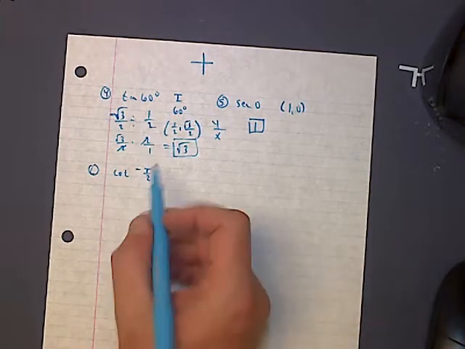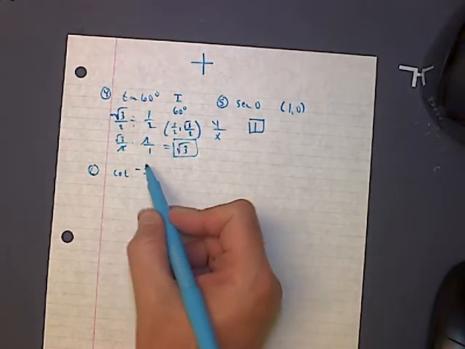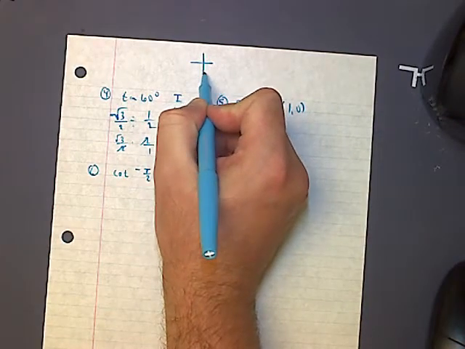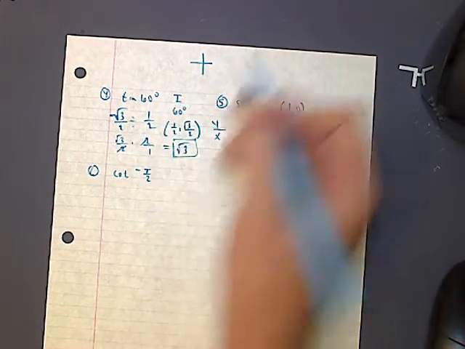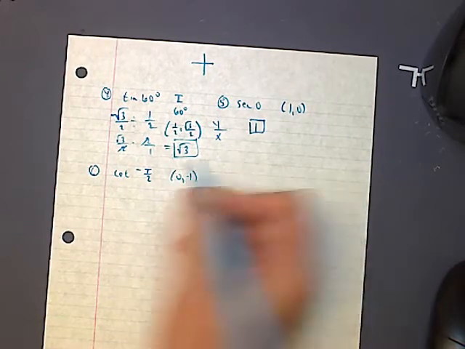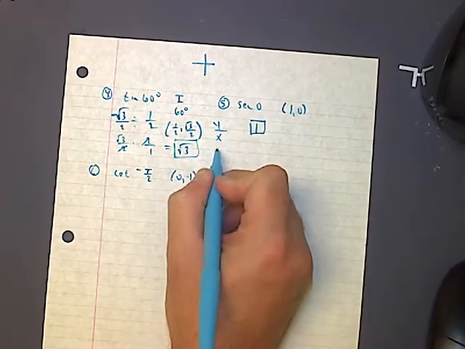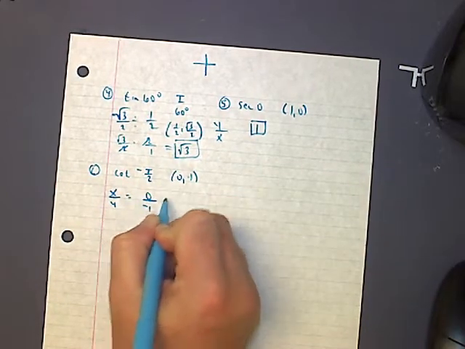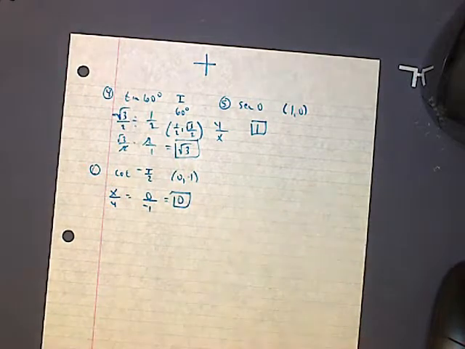Now here I have cotangent of negative pi over 2. See, it's negative, it's going in the opposite direction. Normally pi over 2 is up here, but it would be down here at the 270. So that is 0, negative 1. Cotangent is the inverse of tangent, so it's x over y. So I got 0 over negative 1, which is 0.